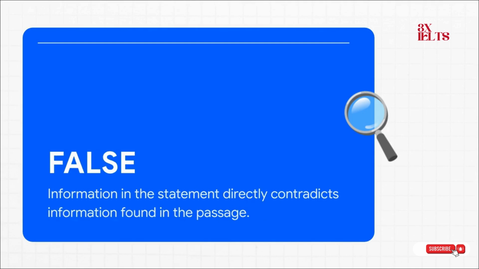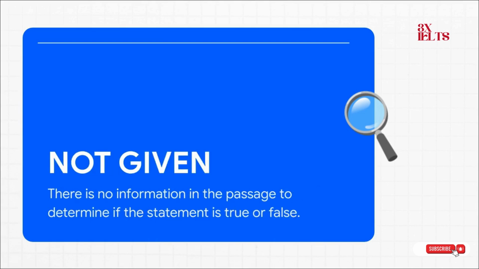Next, we've got false. Now listen closely. For a statement to be false, it can't just be a little bit different. The passage has to say the direct opposite. It needs to be a clear, undeniable contradiction. If the passage says the car is blue, a false statement would say the car is red. There's no gray area.